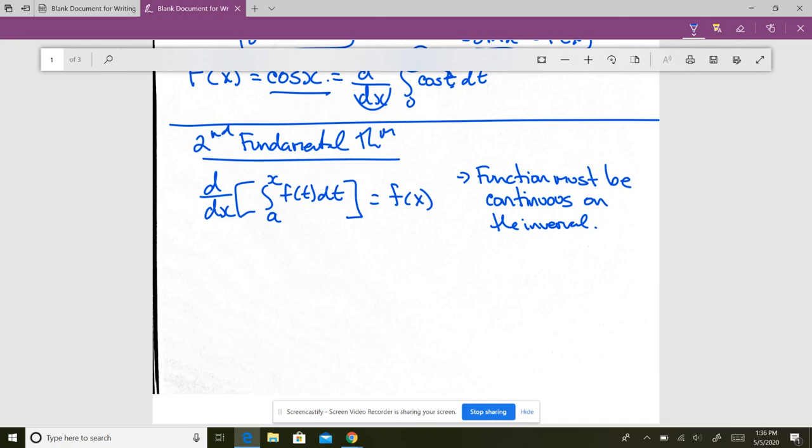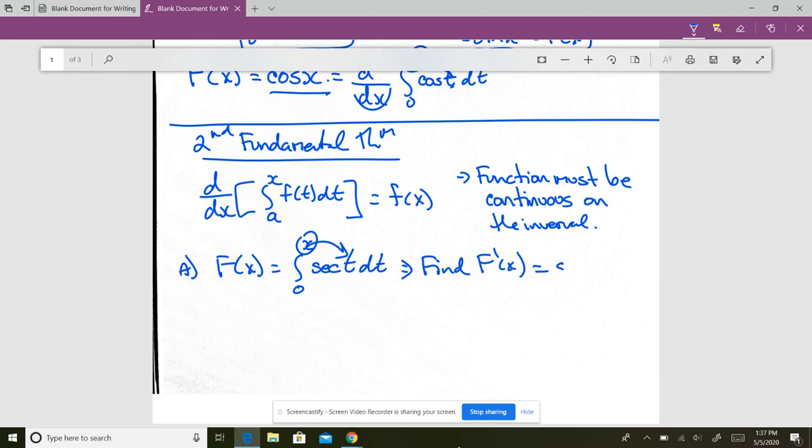So we're just going to do a couple of examples here. If I say f of x is equal to the integral from 0 to x of secant of t dt, and I say find f prime of x. Well, okay, that's easy. The derivative is going to cancel the integral, and the variable gets put in. So you get secant of x. That's it. Done in one simple step.